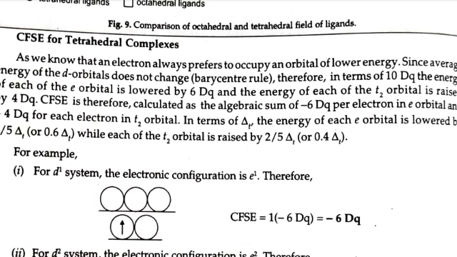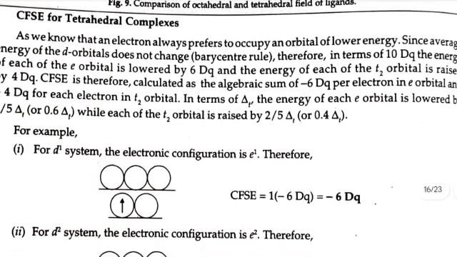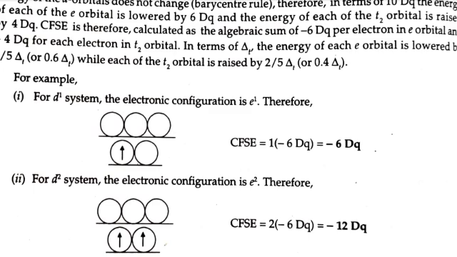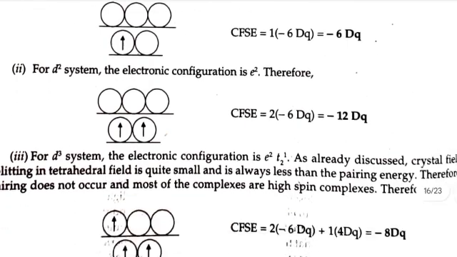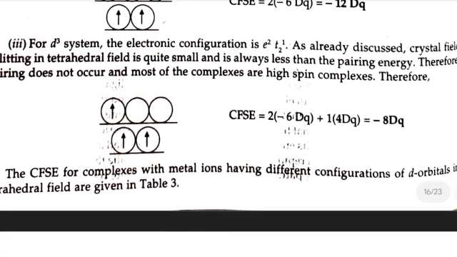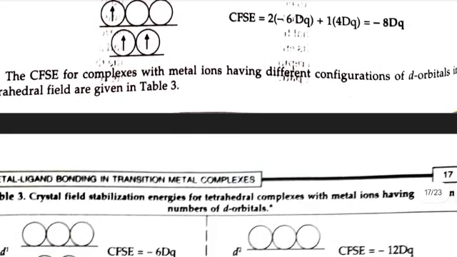For example, for a d1 system, the electronic configuration is e1. Therefore, CFSE is equal to minus 6 Dq. For a d2 system, the electronic configuration is e2. Therefore, CFSE is equal to minus 12 Dq. For a d3 system, the electronic configuration is e2 t2 1. As already discussed, crystal field splitting in a tetrahedral field is quite small and is always less than the pairing energy. Therefore, pairing does not occur and most of the complexes are high spin complexes. The CFSE for complexes with metal ions having different d orbital configurations in tetrahedral fields are given in the table.